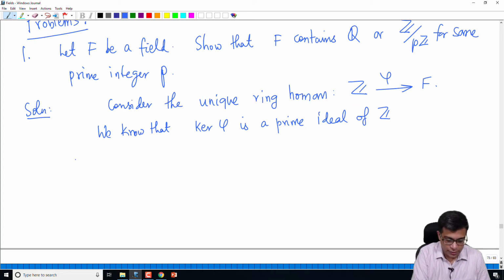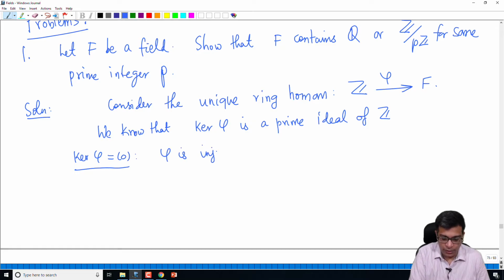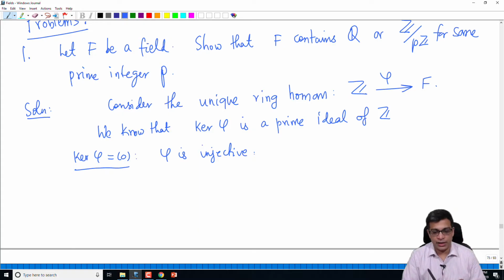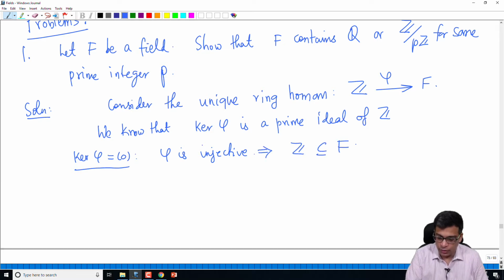So there are two cases. If kernel phi is 0, then phi is injective. What are the prime ideals of Z? These are either the 0 ideal or generated by a prime number. So if it is the 0 ideal, phi is injective. That means Z is contained in F. By abuse of notation, I can think of Z as a subring of F, because Z has an isomorphic copy of itself in F.